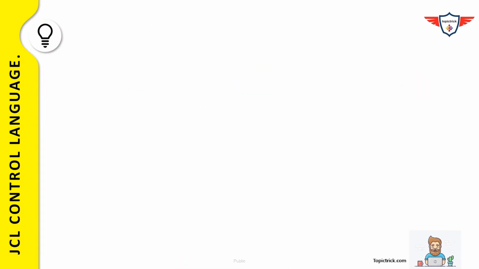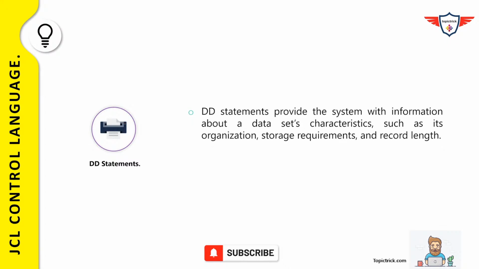Now let's focus on DD statements, or data definition statements. DD statements are generally used to define datasets that you use in your programs. The data definition statement is used to define the characteristics of a dataset. When I say characteristics, that means the record length, storage requirement, and its organization. The syntax of the DD statement is a bit complex because the parameters can be coded in various combinations depending on whether the dataset is new or old, temporary or permanent, or maybe cataloged or uncataloged.